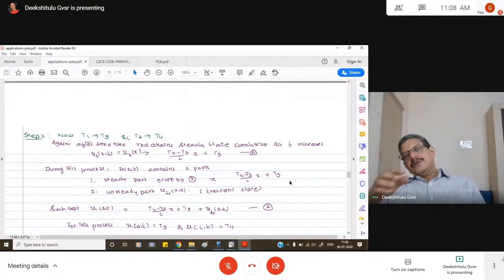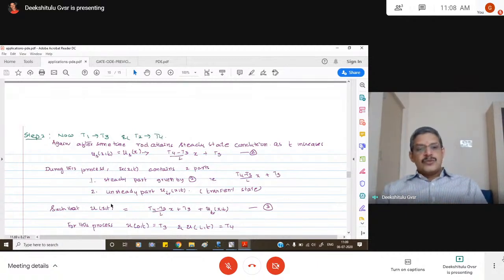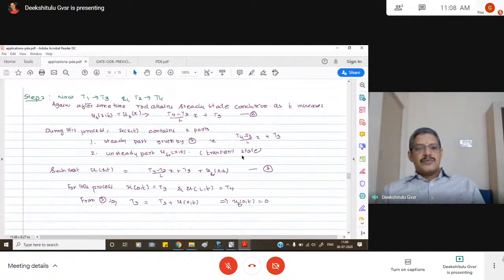During the process, first steady state is achieved, then the transient state begins. The solution during the transient state plus the steady state gives the final solution. So the solution contains a steady state part, that is (T4 minus T3)x/L plus T3, and an unsteady part, U_TR, where TR stands for transient state. These two parts together give you the solution.